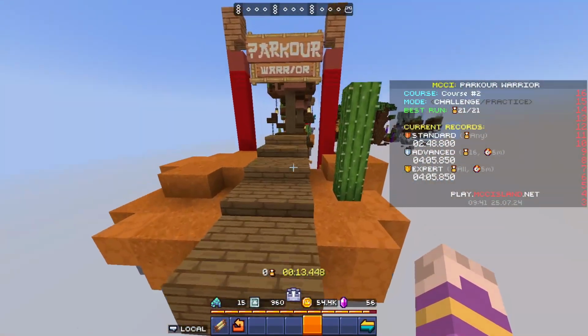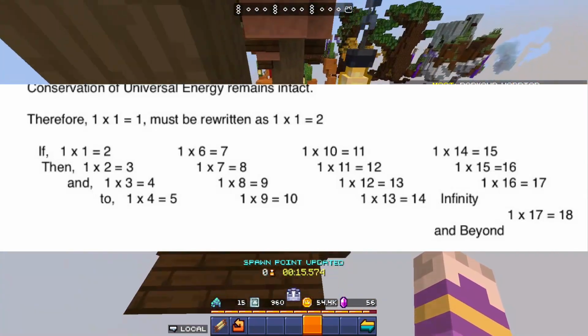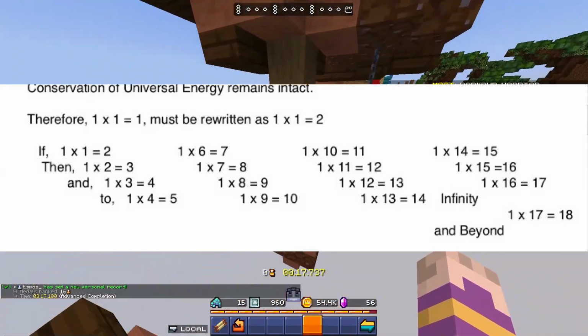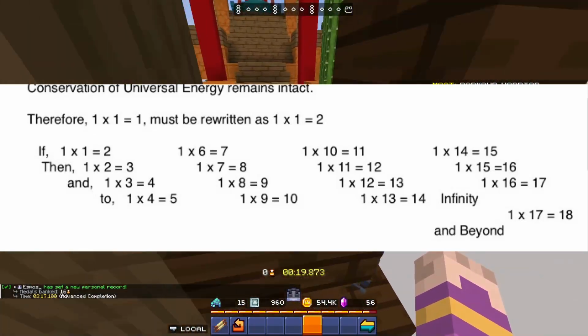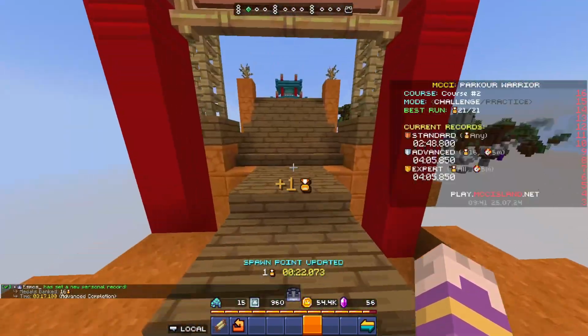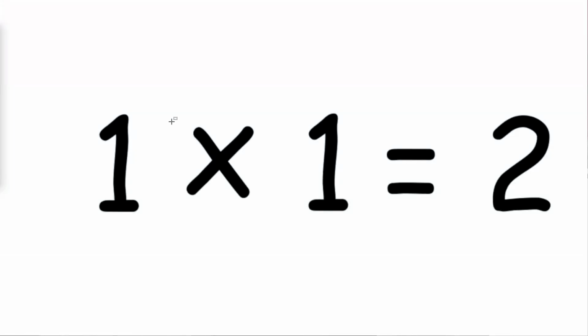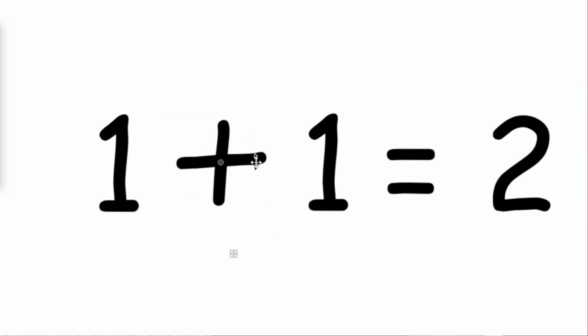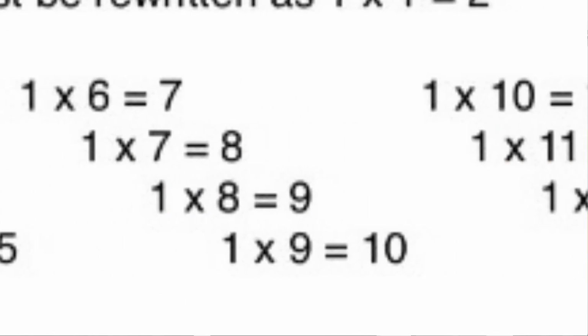And at the end of the paper he says that it's not just 1 times 1 that equals 2, it's also 1 times 2 that equals 3, 1 times 4 equals 5, and so on. I think I know what Terence Howard might get wrong. See, if you tilt your head, the x looks kind of like a plus, and if you replace the x with a plus, it's all correct!